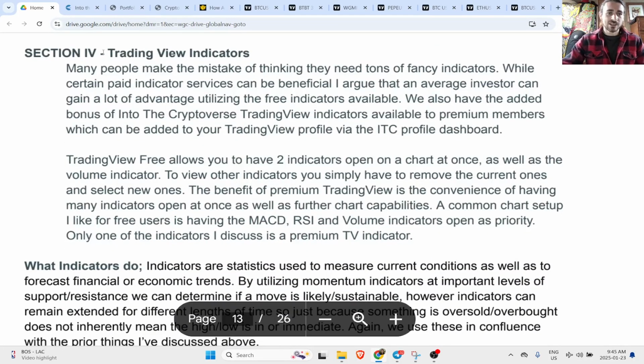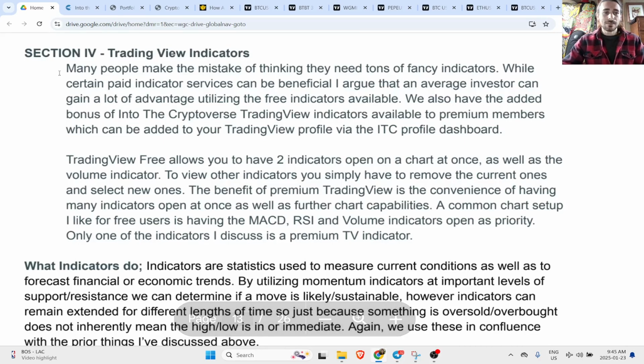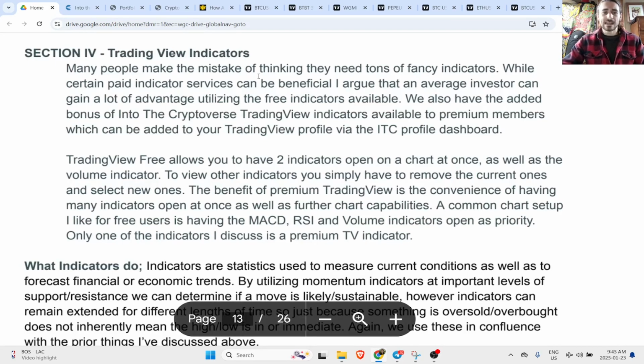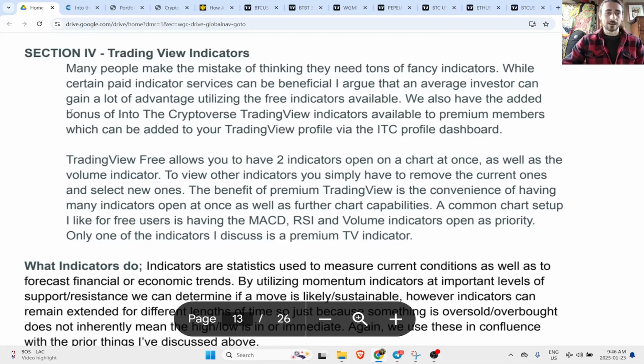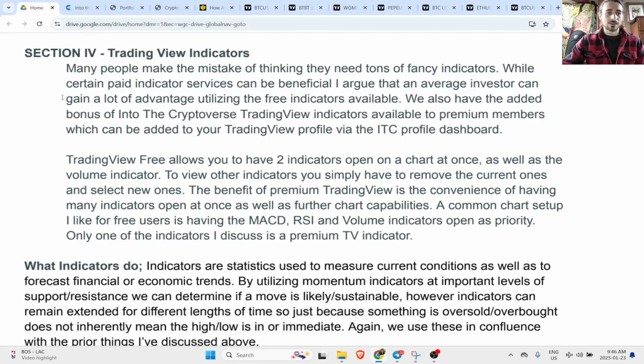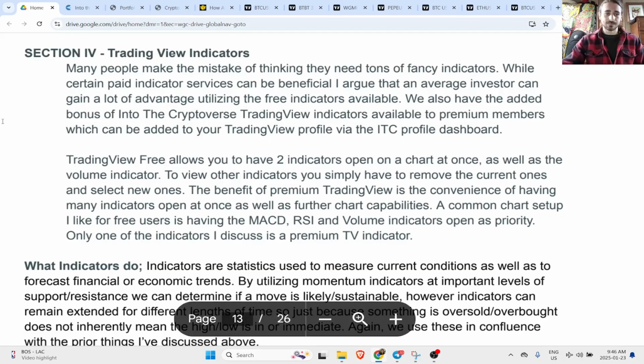So we've got TradingView indicators. A lot of people make the mistake of thinking they need tons of fancy indicators to know which way the market's going to go. There are lots of paid indicator services that can be beneficial, but I argue that there's a ton of information available free to all of us. We can get a lot more knowledge just by utilizing the free indicators available in TradingView.